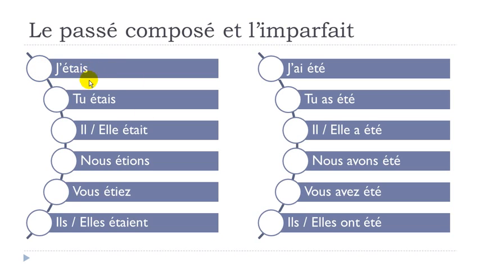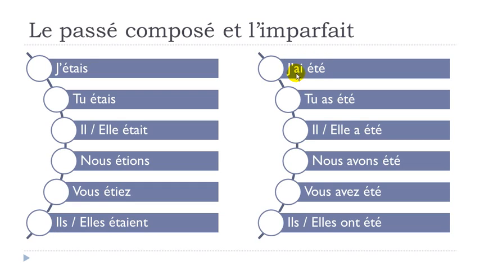J'étais, so final S not pronounced. Tu étais, same form. Il était, elle était, final T not pronounced. Here, little liaison and final S not pronounced. Nous étions, vous étiez, ils étaient, liaison as well here. And then remember, this is not pronounced. Elles étaient. Okay?